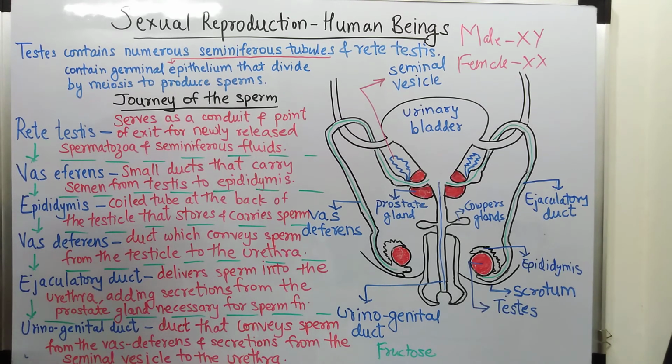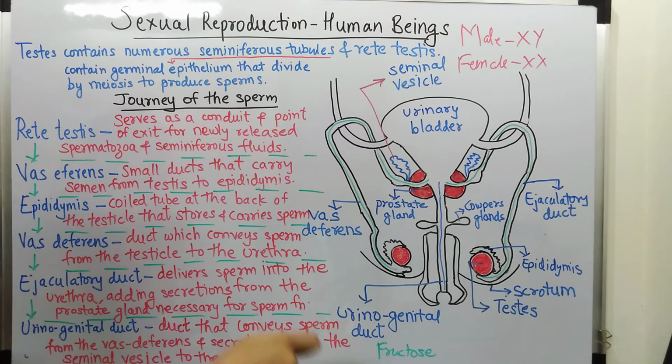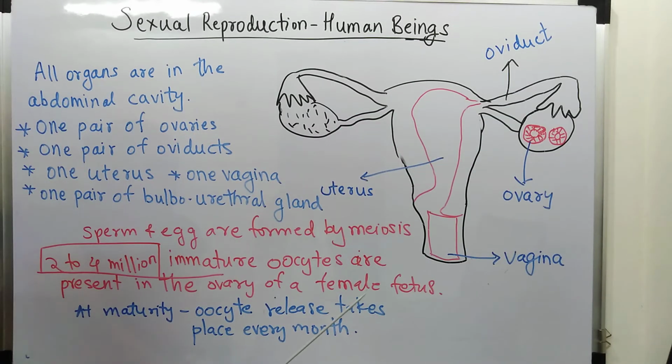All right, so I hope you understood how the sperm travels from the testes out into the urinogenital duct. So next we are going to learn about the female reproductive system. So now we learn about the female reproductive system. The female reproductive system consists of 2 oviducts, 2 ovaries, 1 uterus, 1 vagina, and 1 pair of bulbourethral gland.